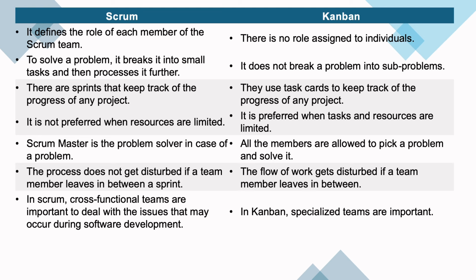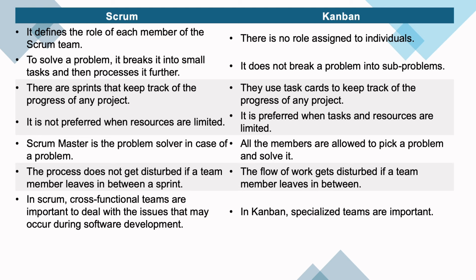In Scrum, each member's role is defined. That is, there is a product owner, the Scrum Master, and the Scrum team comprising developers, designers, testers, etc. So there is a role for each member of the Scrum team. But in Kanban, there is no role assigned to individuals. It's not defined what role a member will play.